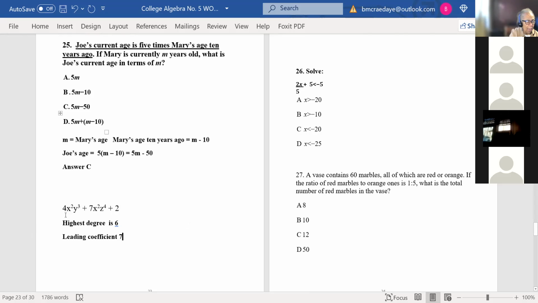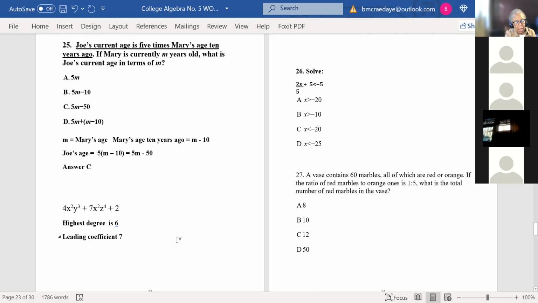I don't know if you were on when we went through it, but anyway, you add up the powers on the variables. And the one that has the highest number, that's the degree. That's a 6. The coefficient, the number in front of the term that has the highest power, is the leading coefficient. Now 4 is a coefficient, 7 is a coefficient, but 7 is the coefficient in front of the term with the highest power, which is 6. Highest degree 6, leading coefficient 7.